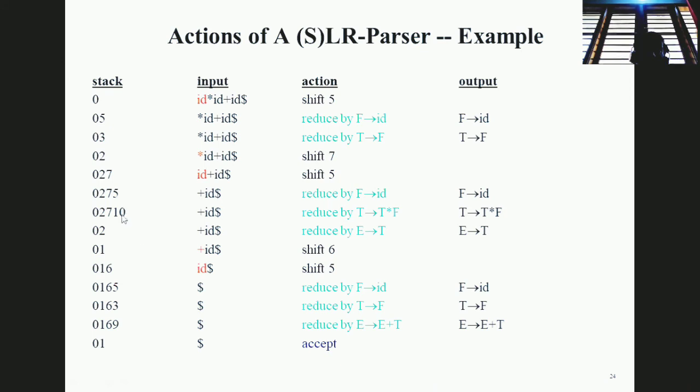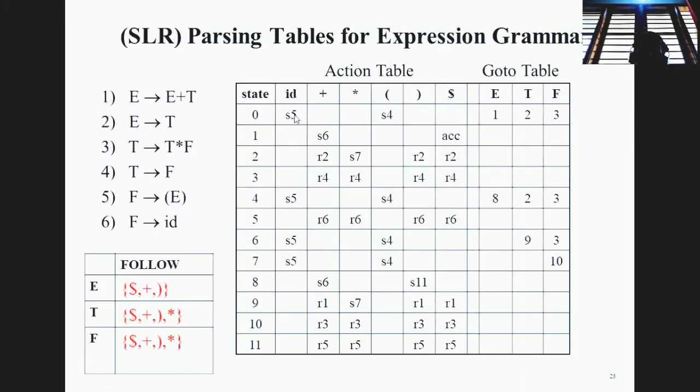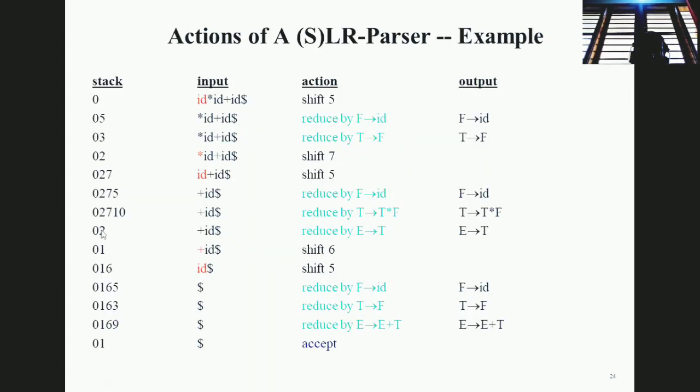When I pop 3 elements, that is I'm supposed to pop 10, I'm supposed to pop 7, I'm supposed to pop 2. After popping these 2, 7, 10, my top of the stack is 0 and the left hand side of the production is T. Then I must look at what is 0 on T. 0 on T is nothing but 2. Then I must push 2 onto the stack. Now my stack becomes what?